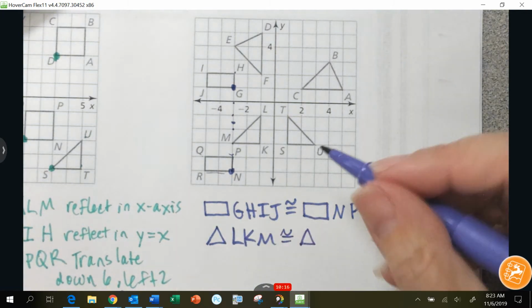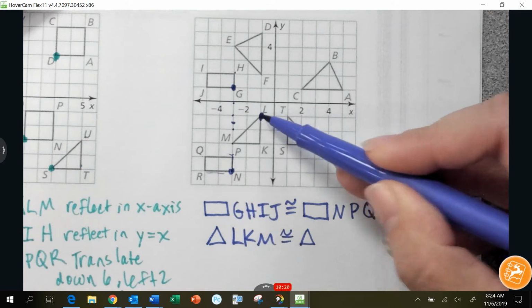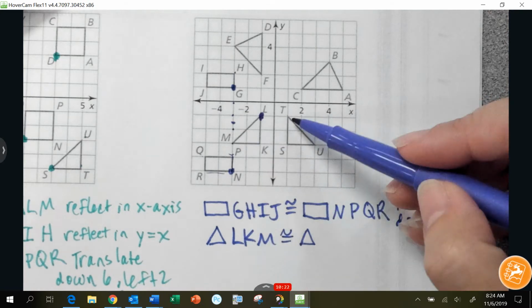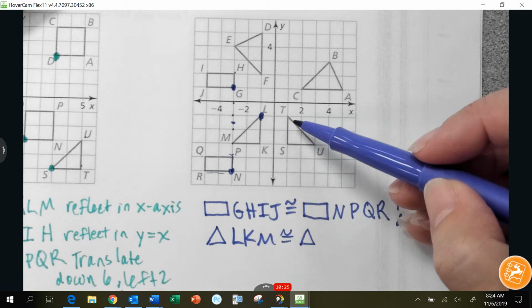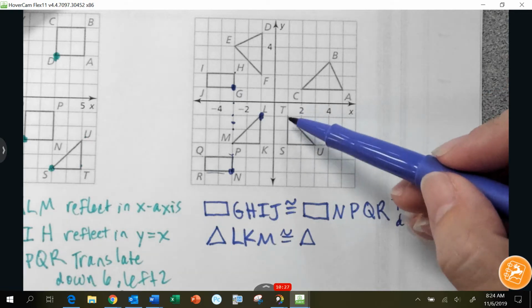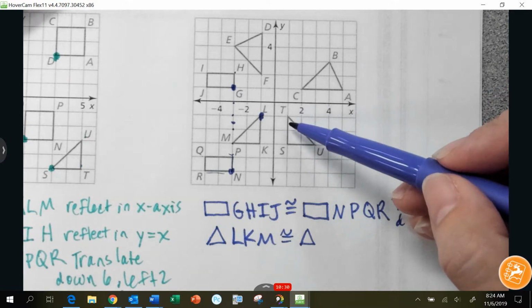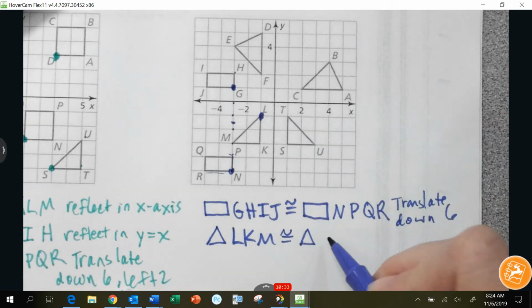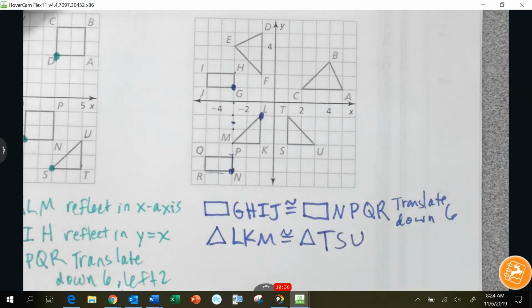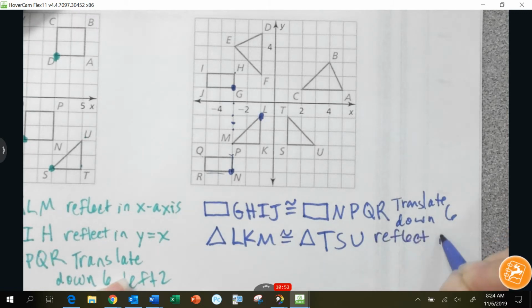So triangle LKM, in order of L, then K, then M, what order should I go over here? Oh, TSU. I didn't know who was second. Yes, Rakaya. Okay, so what is happening between these figures? Jesse, do you know? Yeah, you would do a reflection in the y-axis. Reflect in the y-axis. Excellent.